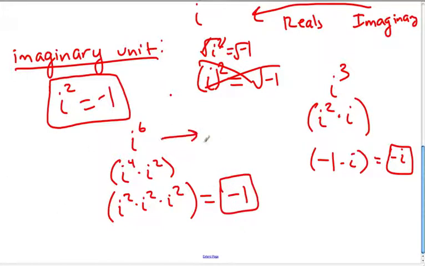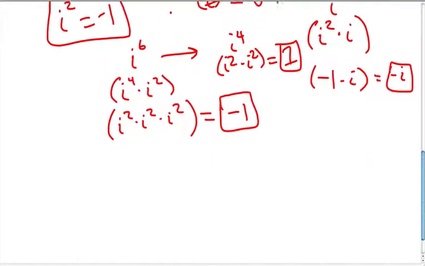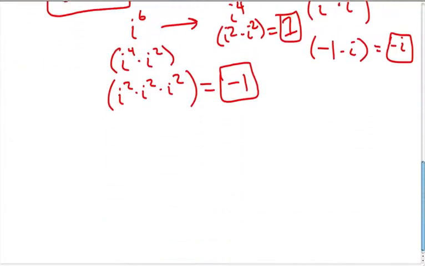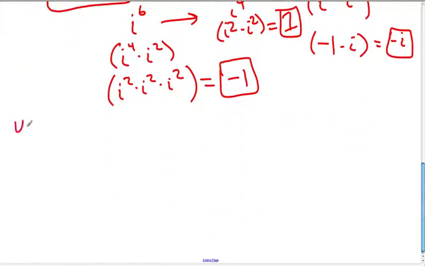But let's do another one. Let's do i to the 4th. That becomes i squared times i squared. And that's -1 times -1, which is +1. So there's a lot of different answers for i. And what I like to do, as soon as I find an answer for i, is I like to use it on the calculator.